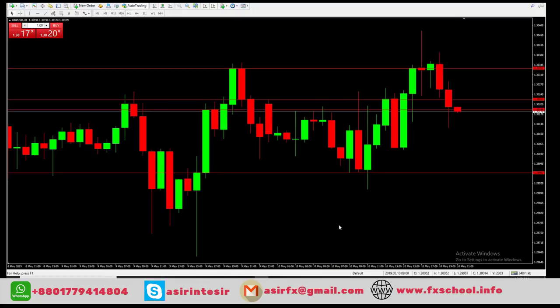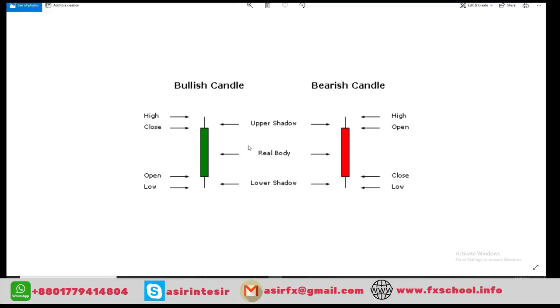Because you know that when we see the green candle, it means the market is going up, and when we get the red candle, it means the market is going down. So I think you understand. Now I am going to show you what the high and low are. So now, the part of the shadow.